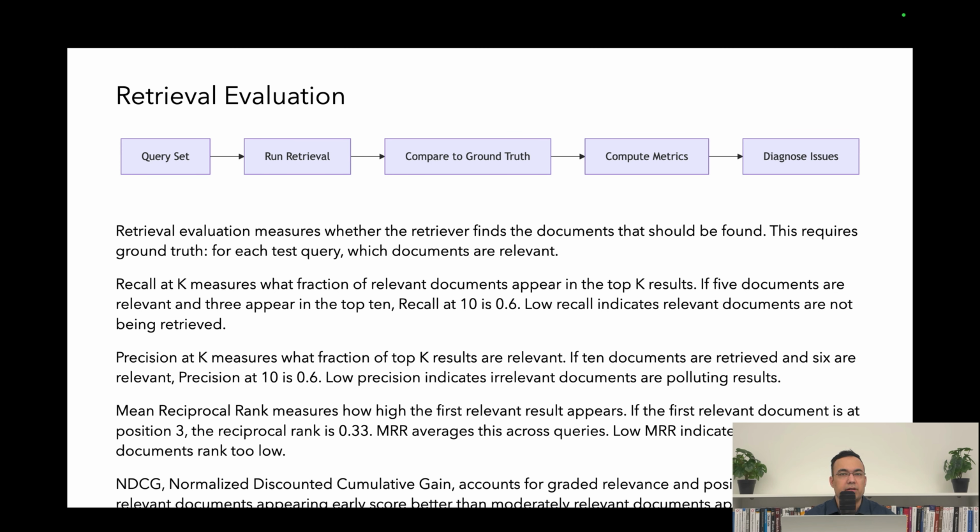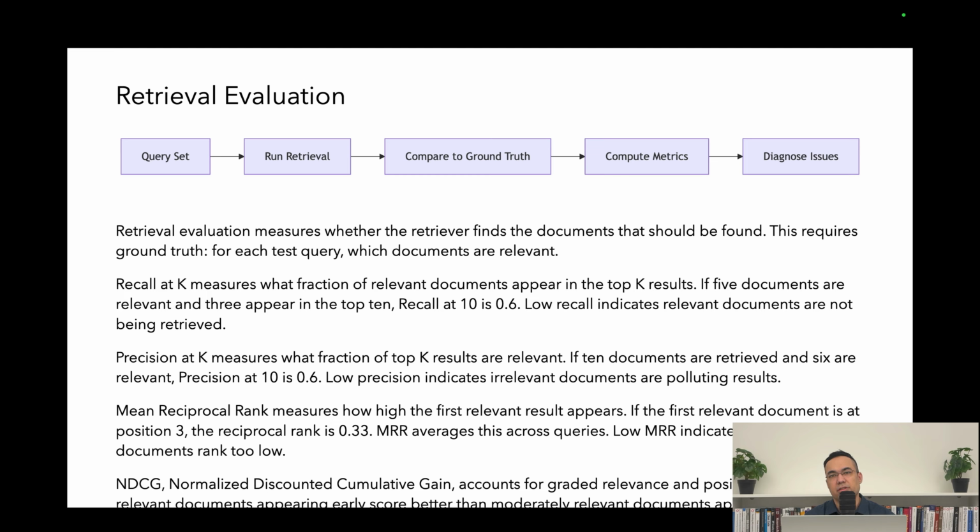Let's talk about evaluating retrieval quality. Retrieval evaluation measures whether the retriever finds the documents that should be found. This requires ground truth: for each test query, which documents are relevant. Recall at K measures what fraction of relevant documents appear in the top K results. If 5 documents are relevant and 3 appear in the top 10, recall at 10 is 0.6. Low recall indicates relevant documents are not being retrieved.